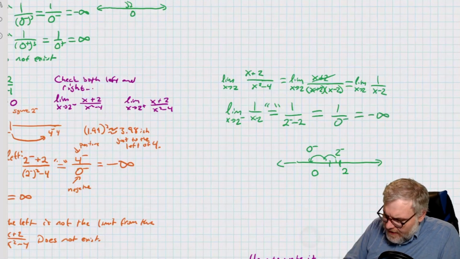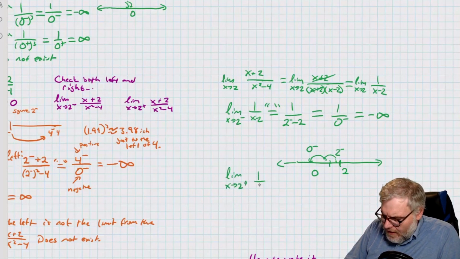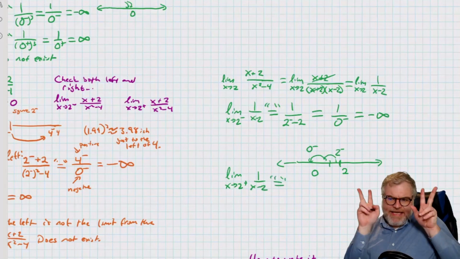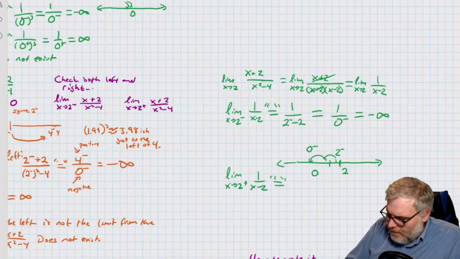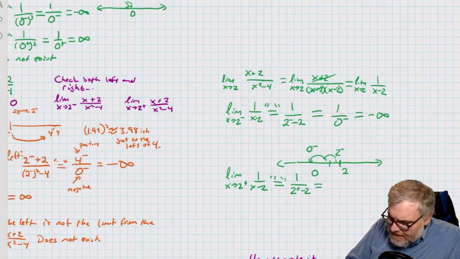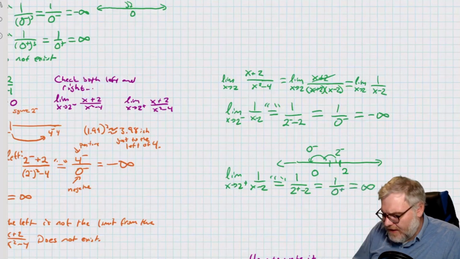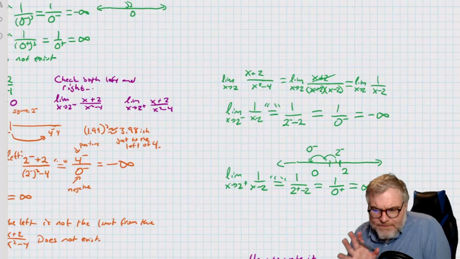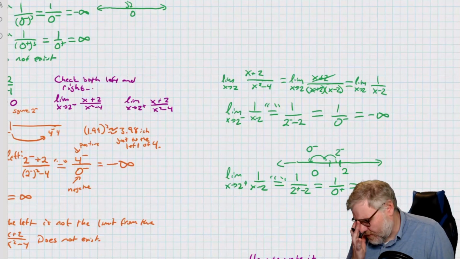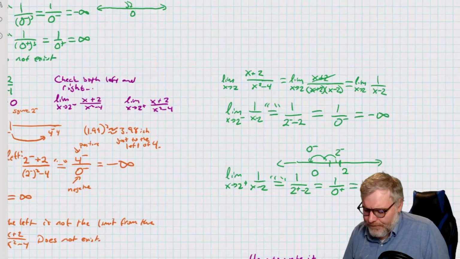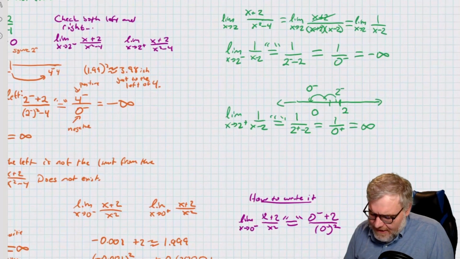Likewise, when I do the limit as x goes to 2 from the right of 1 over x minus 2, I'm going to go equals 1 over 2 plus minus 2. That is going to be just to the right of 0. So I'm going to get 1 over 0 plus, and that equals infinity. Now, if you wind up in a situation where you don't understand what's going on or you get lost, and that's easy to do, here's a tip. Sub in the number.